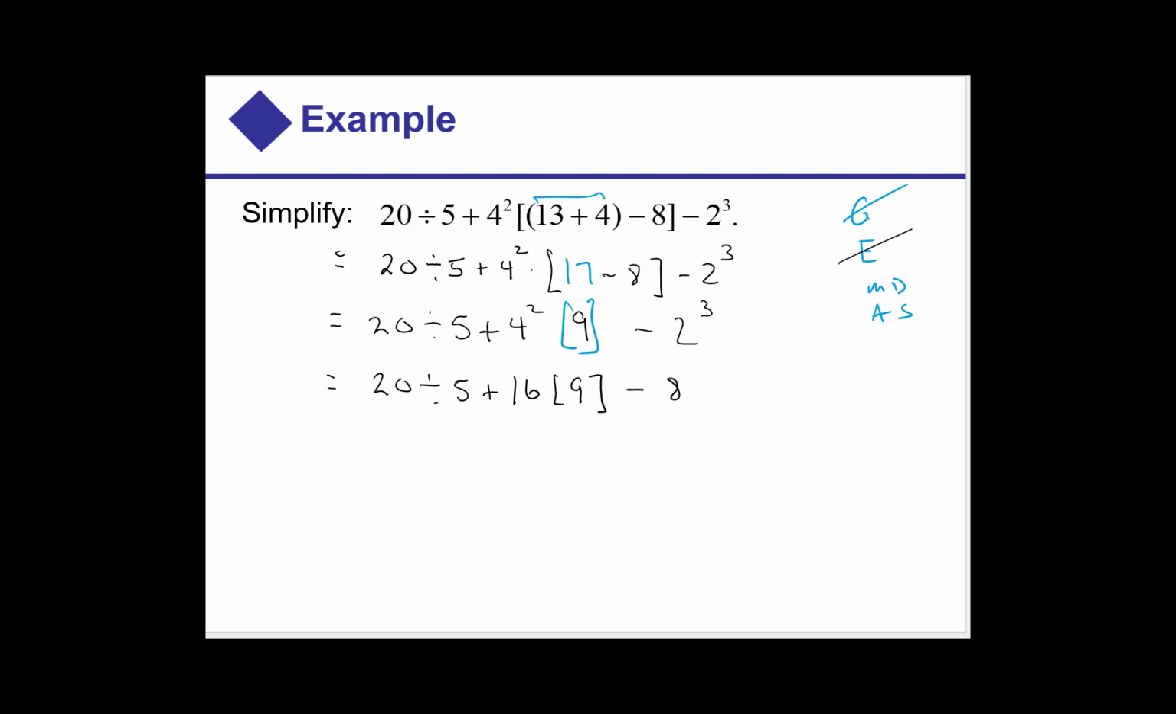All the exponents are done. Now we're going to go left to right and look for all the multiplies and divides. And it does. It has some multiplies and divides. 20 divided by 5, there's my first divide. I get 4. Adding is going to have to wait. And next, I've got 16 times 9.